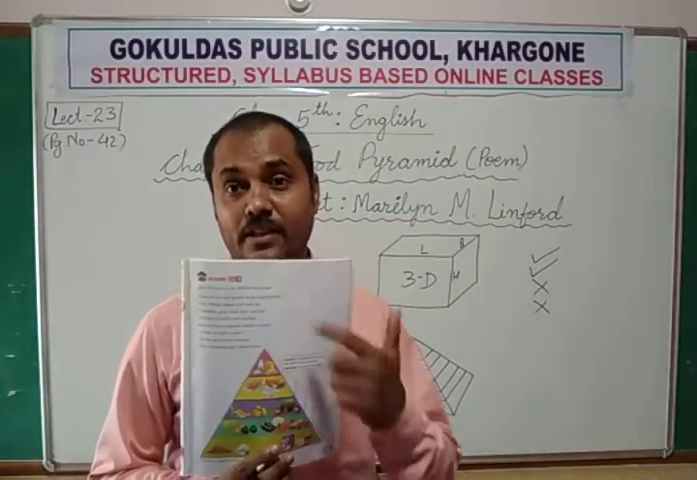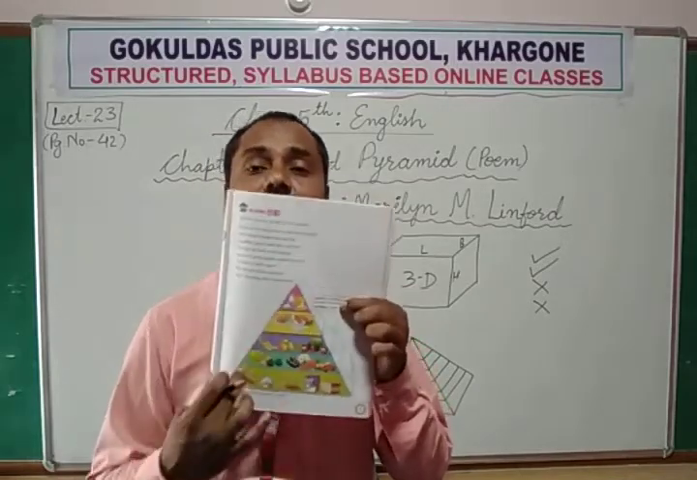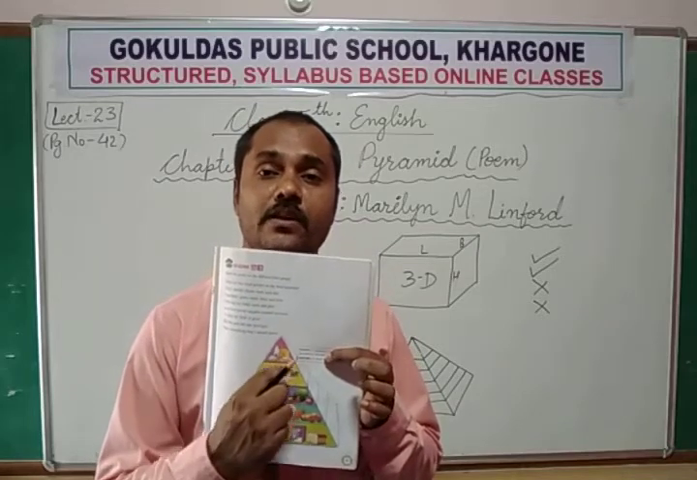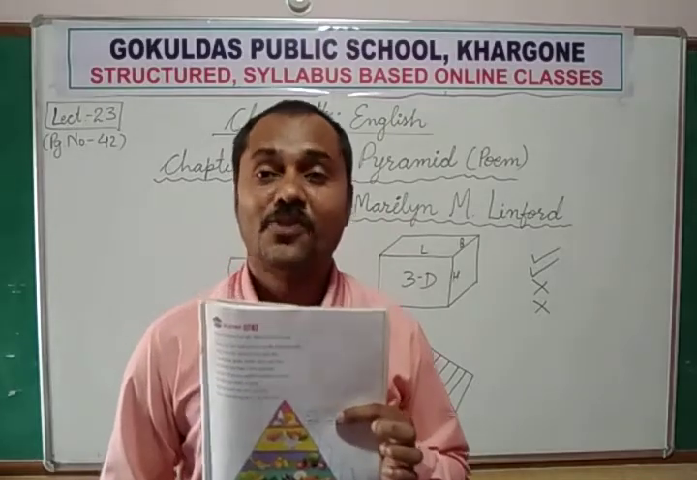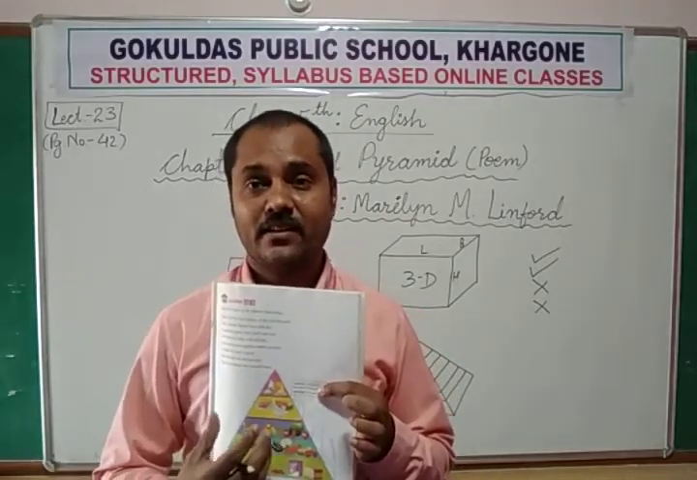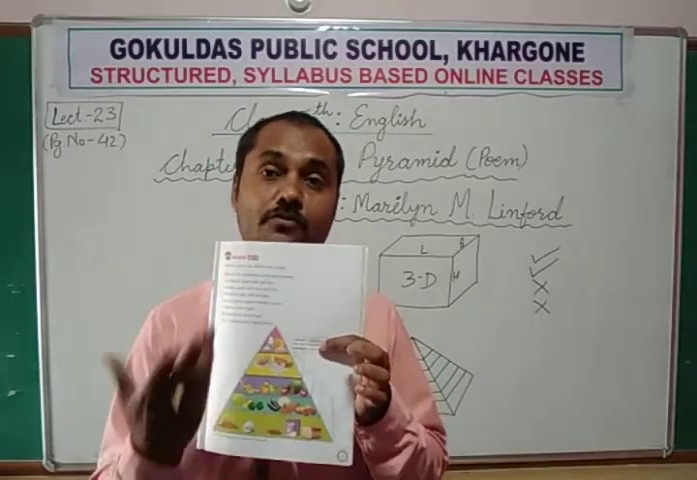On page number 43 we'll start the poem. Can you see this structure? This is called a pyramid. Since we placed some food items here, that's why it is called a food pyramid, a chart which is showing some nutrient foods. So that is called a food pyramid, to show the food.